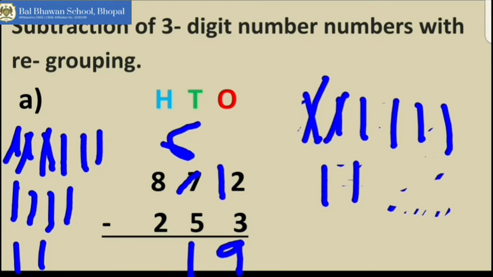Now how much is left? 1, 2, 3, 4, 5 and 6. So children, what is the answer? Yes, it is 619. So this way, children, you have to follow each and every step of subtraction and borrowing, and then you are supposed to do subtraction of 3-digit numbers in this way only with regrouping.